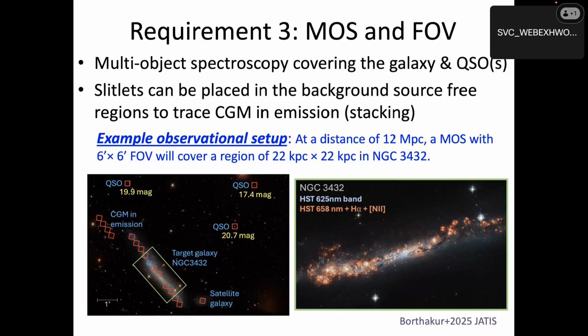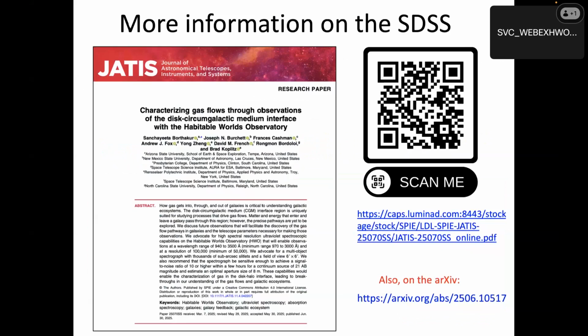There's a satellite galaxy here, some empty space, and some of the CGM where we can detect integrated emission, etc. So we need all of that. So that was kind of the requirement.